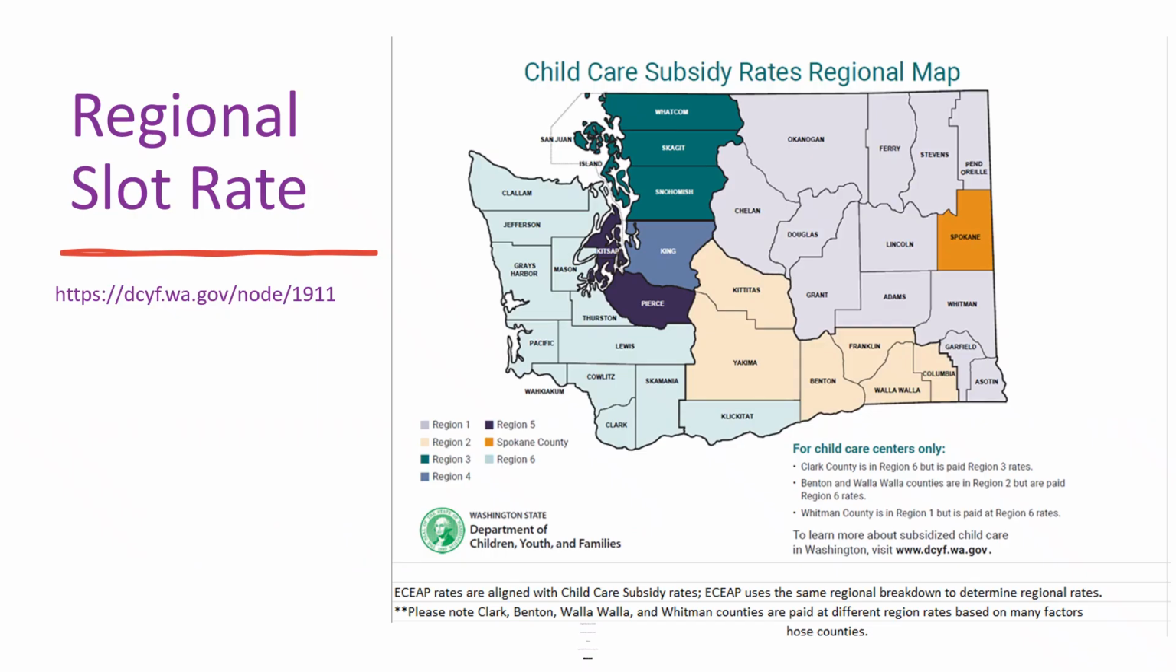The number and the type of slots are based on the contractor's request and funding availability. The slot rate is determined by legislation. The regional rate is then applied and can be found on the DCYF webpage. The contractor must obtain prior written approval from DCYF before changing the number of slots assigned to a specific site.